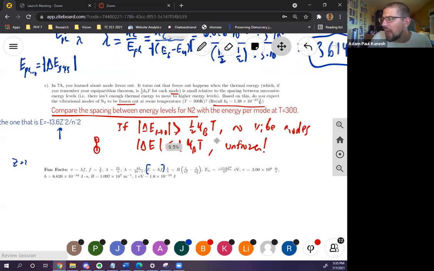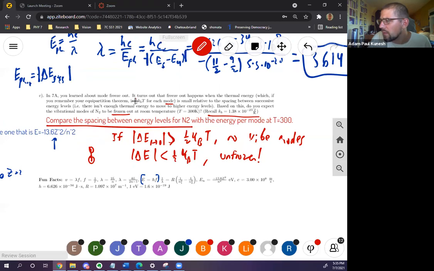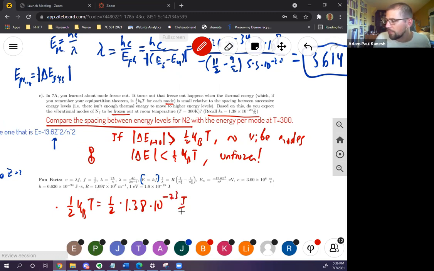Okay, so let's go ahead and calculate this number, 1/2 kBT. What's 1/2 kBT at 300 Kelvin? So it's going to be 1/2 times, what's kB here? Oh God, did I forget it? No, we're good, I didn't need to remember it. 1.38 times 10 to the negative 23rd joules per Kelvin times 300 Kelvin. Whoa, what is that number?